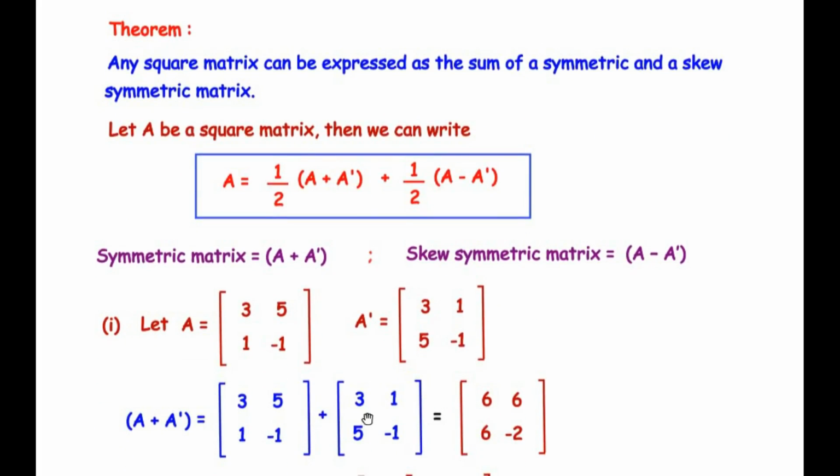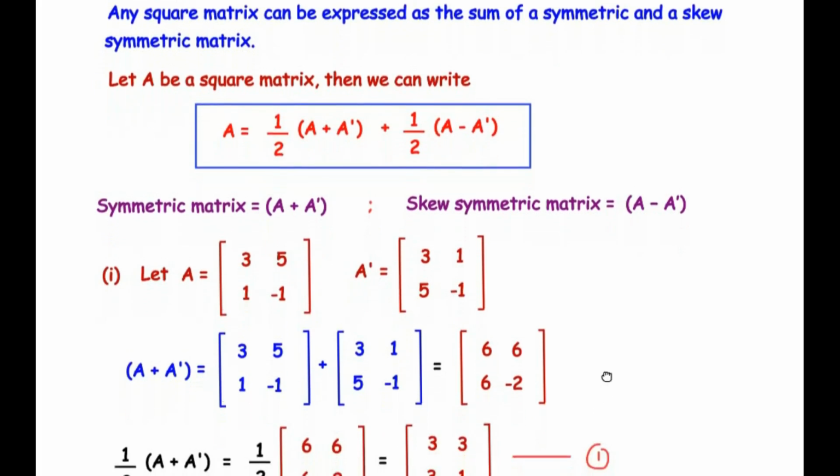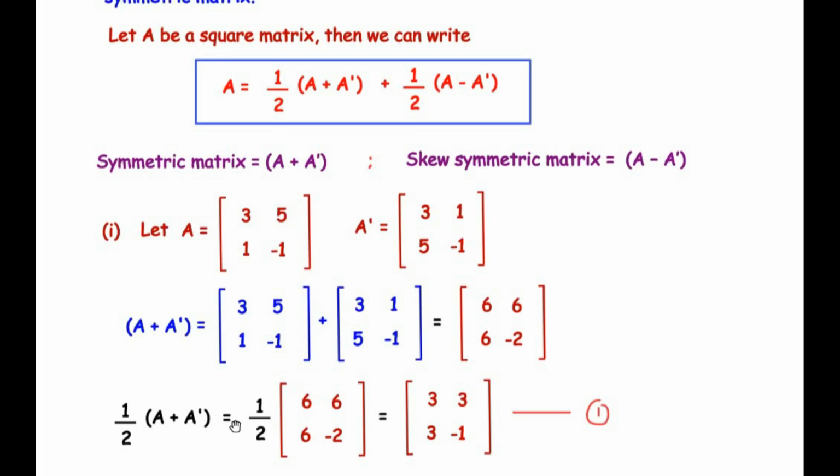Now since the orders of these two are the same, we are going to perform element by element addition. So 3 plus 3 is 6, 5 plus 1 is 6, 1 plus 5 is 6 and minus 1 plus minus 1 is minus 2. Now let us find 1 over 2 times (A plus A transpose). So 1 over 2 multiplies with all the elements of this matrix. So 1 over 2 times 6 gives us 3. Again we get a 3 here and the third element is also 3. Now 1 over 2 times minus 2 gives us minus 1. So we have got the first part of this formula and let us consider it as equation 1.